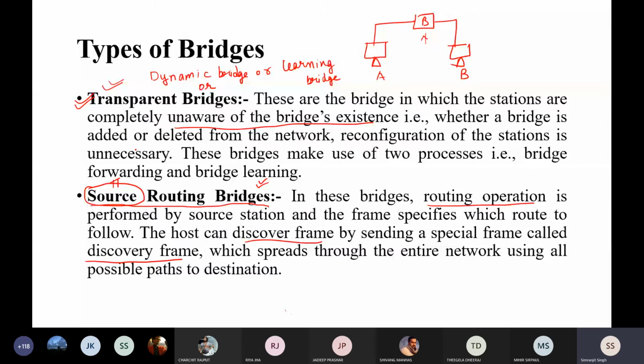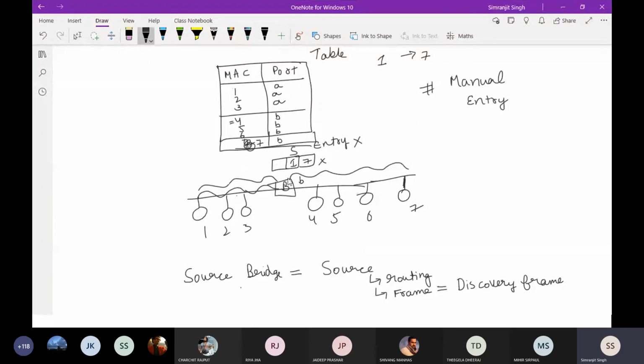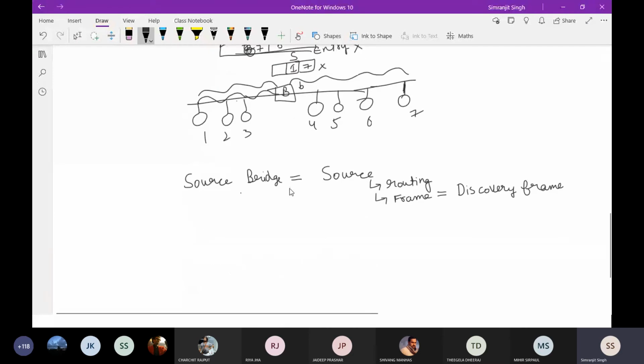Okay. So now there are other advantages of this bridge also. So I'll tell you about it. There is also something called a collision domain that we haven't discussed in bridges. Okay. So I'll tell you about that collision domain also.